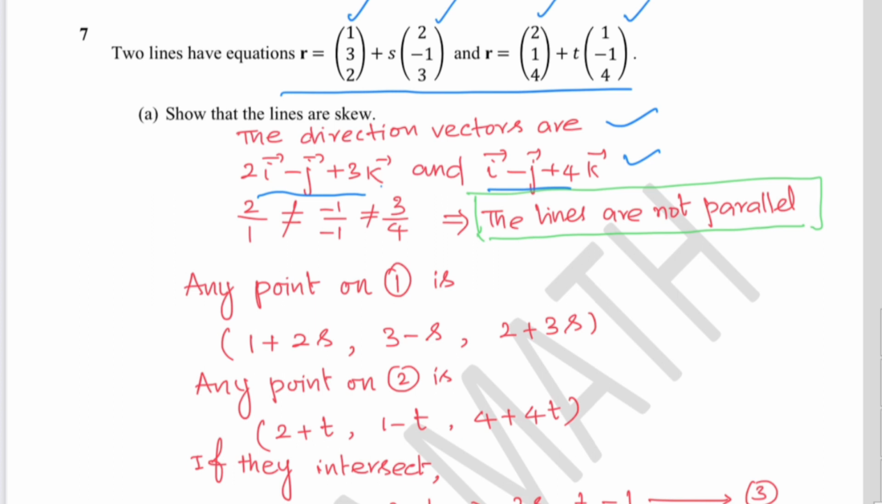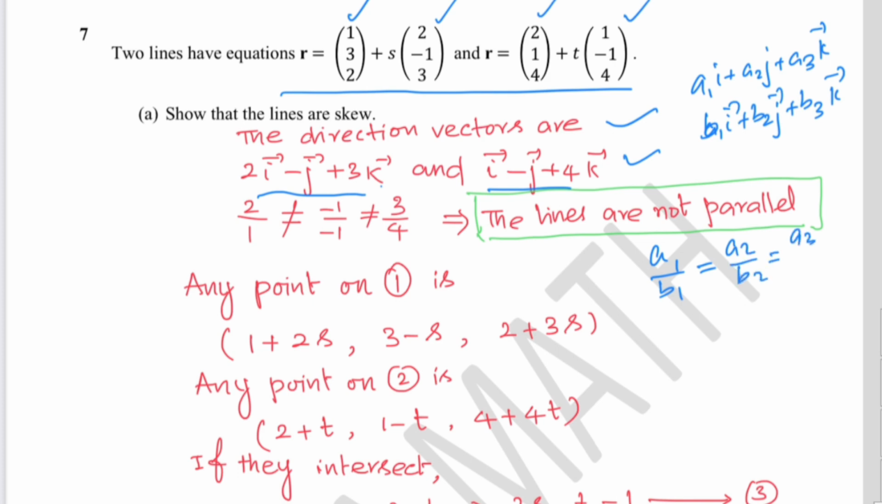If one direction vector is a1i plus a2j plus a3k, and another direction vector is b1i plus b2j plus b3k, then if they are parallel, a1 over b1 equals a2 over b2 equals a3 over b3. That's the condition for parallel lines. But here we observe that the ratios are not equal, so a1 over b1 is not equal to a2 over b2 and not equal to a3 over b3. Therefore, the lines are not parallel.